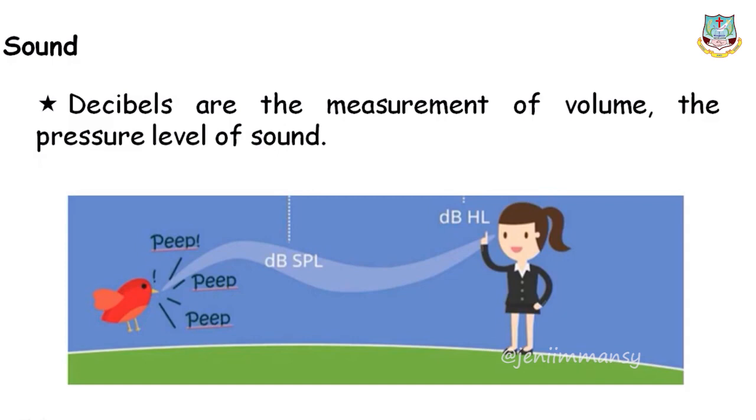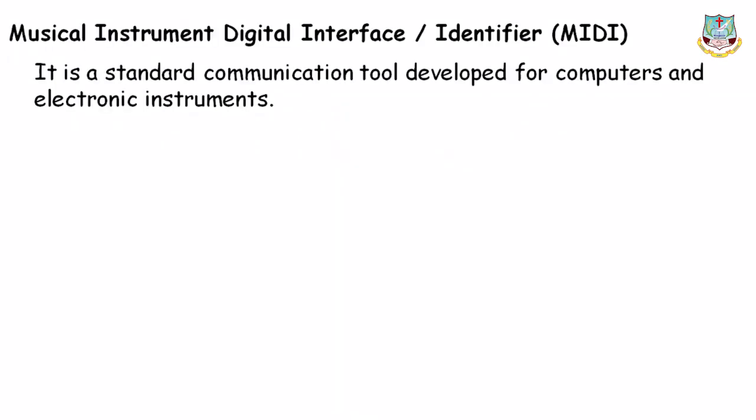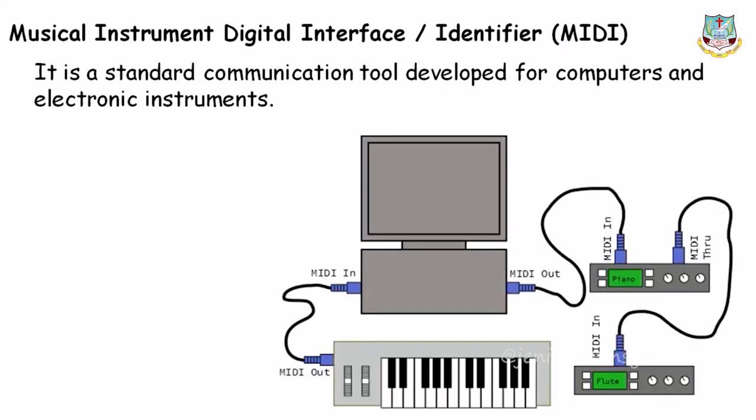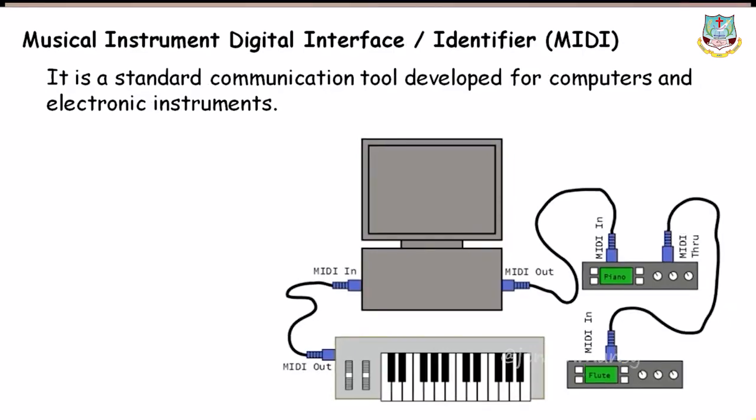Then next one, we'll go deep into the sound media. Okay. Sound media, MIDI. This is an electronic composing material connected to the computer. If you are having any electronic instrument which plays music, we can connect it to the computer using this MIDI. This MIDI is musical instrument digital interface. This is a standard communication tool which is developed for computers and electronic instruments.